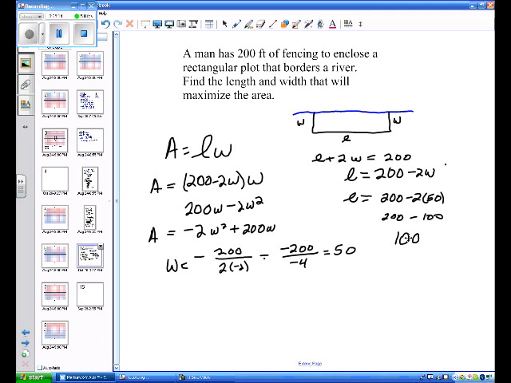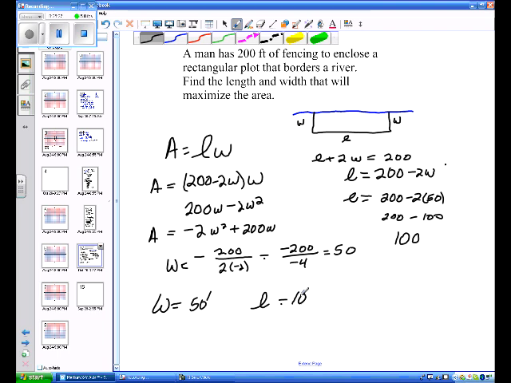So he needs to have a width of 50 feet and a length of 100 feet. And that will give him an area then of 5,000 square feet, which would be the maximum area. And so you can use it in a lot of problems where you're needing to find maximums and minimums.